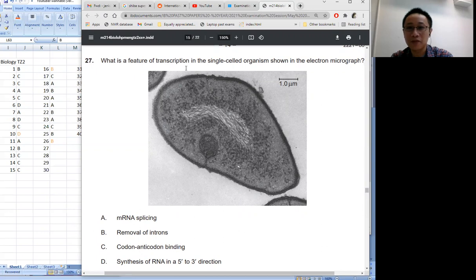Okay, 27. What's the feature of transcription in the single cell organism shown in here? Single cell organism shown in this micrograph. This looks weird. 1 μm. This looks like the complete cell. That looks like the nucleus.